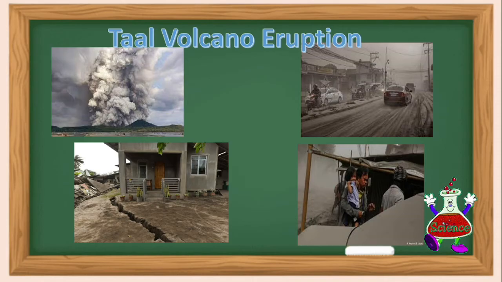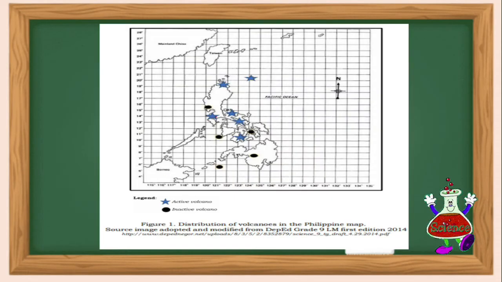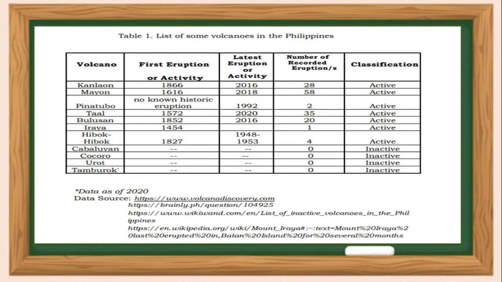Study the distribution of volcanoes on the Philippine map that is Figure 1 in your module. Are the volcanoes found in the same location? Take a look also at Table 1, the list of volcanoes in the Philippines. Can you find out the difference between active and inactive volcanoes?